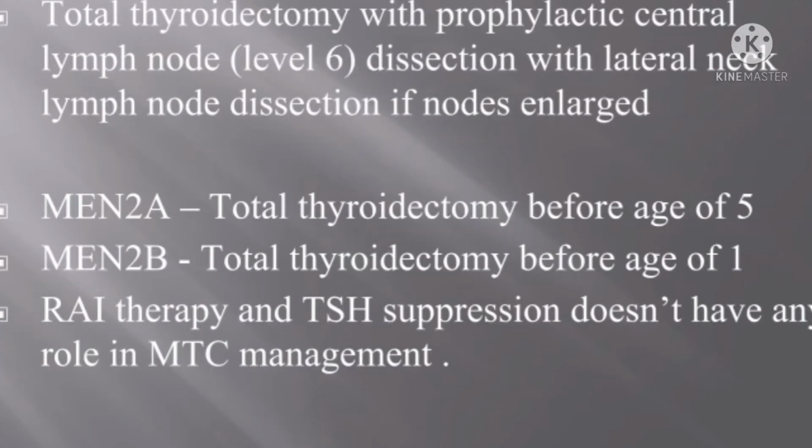In those patients associated with syndromes like MEN type 2A and MEN type 2B, we should go for prophylactic thyroidectomy. In MEN type 2A, total thyroidectomy should ideally be done before the age of 5 years, and in MEN type 2B, before the age of 1 year. Now, as medullary thyroid cancers do not arise from the follicular cells, there is no role of radioactive iodine therapy or thyroid stimulating hormone suppression in their management.